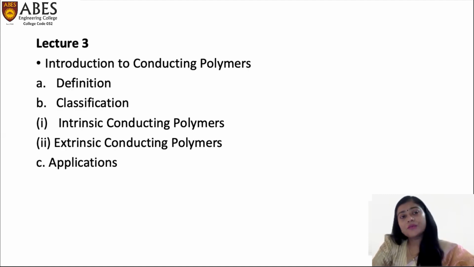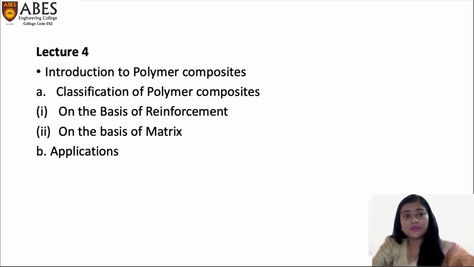Then Lecture 3 will be the introduction to conducting polymers. Conducting polymers are a non-traditional new variety of polymers which have the power to conduct heat and electricity, unlike the traditional polymers which were treated like insulators. We will be discussing their definition and classification. The conducting polymers are classified into two types: intrinsic conducting polymers and extrinsic conducting polymers. Then we will discuss their application in the current scenario in the industry.